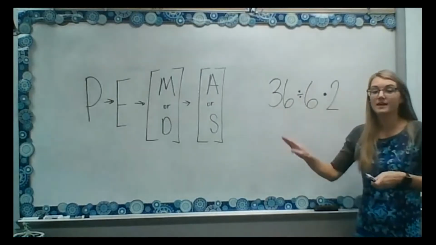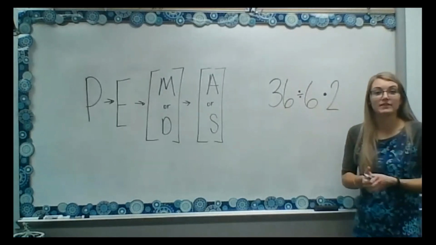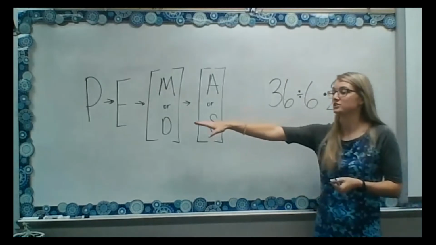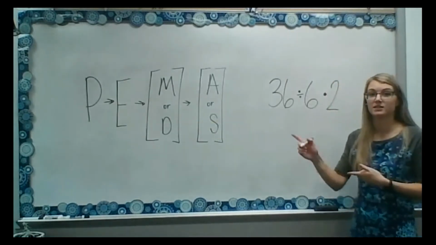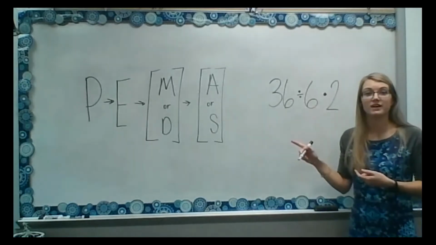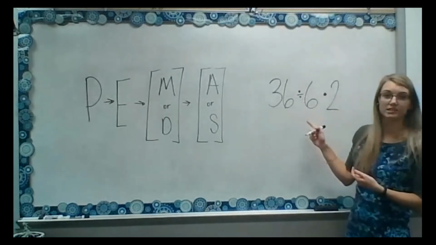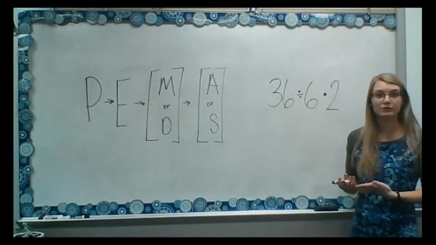Our next problem is 36 divided by 6 times 2. So we have to use the order of operations, right? Does our problem have any parentheses? No. Exponents? No. A multiply or divide? Yeah, actually it has both, right? A division and a multiplication problem. So which one do we do first?